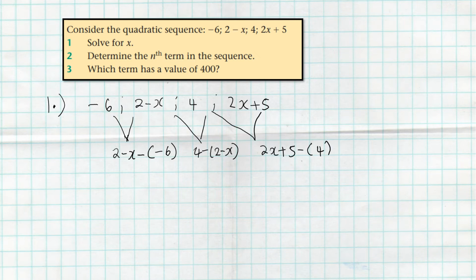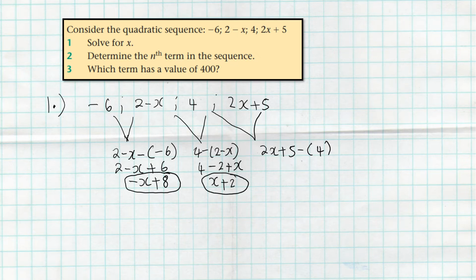Then I'm just going to simplify that very fast. It's going to be 2 minus x, minus and minus is going to give me positive 6. So this is minus x plus 8, because 2 plus 6 is 8. So here it's going to be 4 minus 2 plus x. When I remove the negative, I'm left with x plus 2, because 4 minus 2 is 2. Then this side, I'm going to be left with 2x plus 5 minus 4, and this is 2x plus 1.